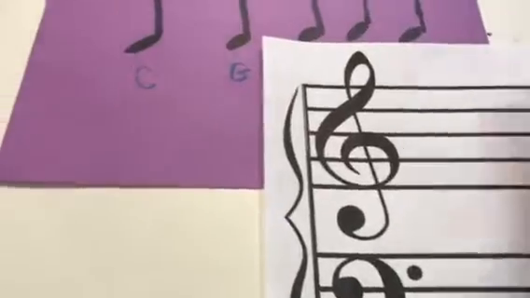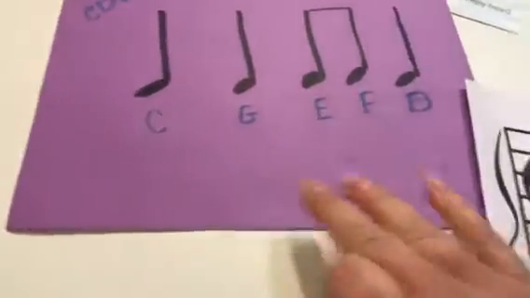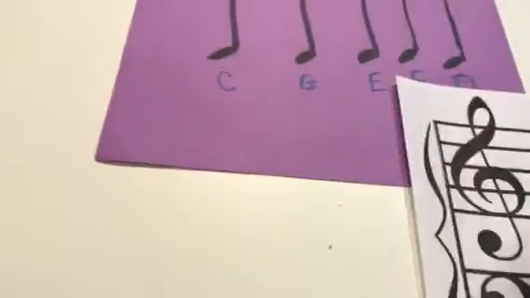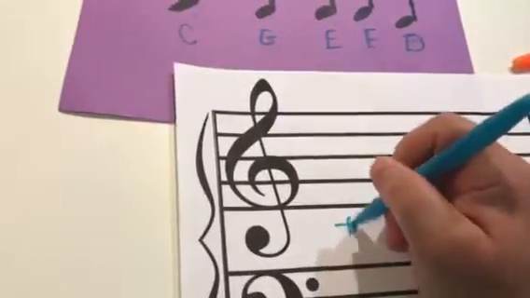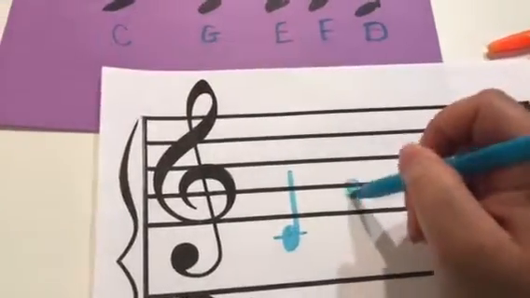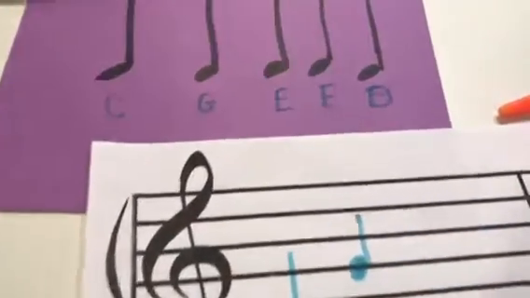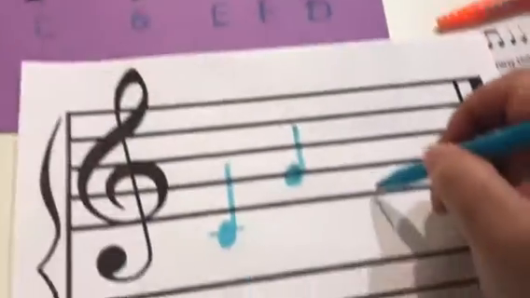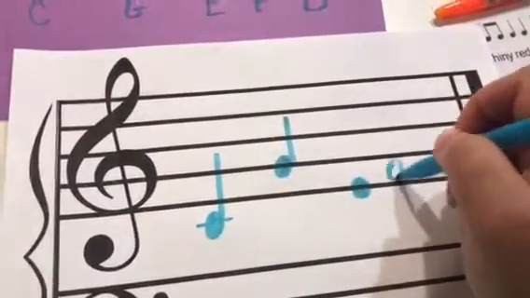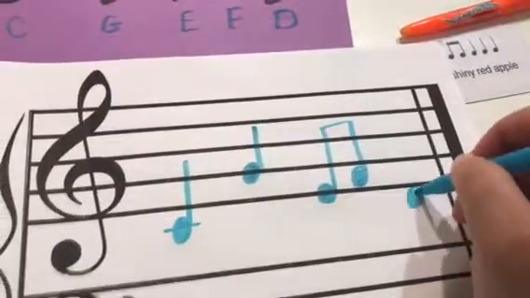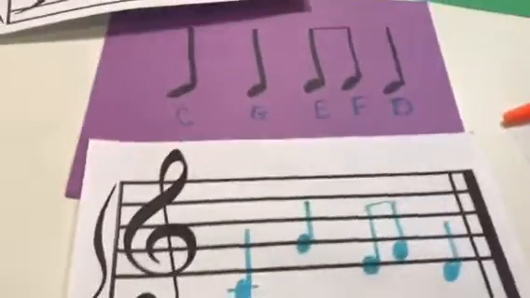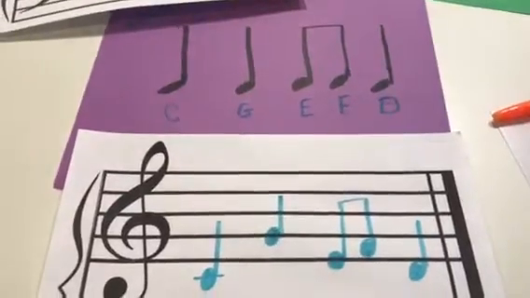But if you do have this page, then I'm asking that you write your rhythm now onto the staff. So I'm going to put a quarter note on C, another quarter note on G, eighth on E and F, and a quarter note on D. Okay, so now that's what it looks like on the staff.